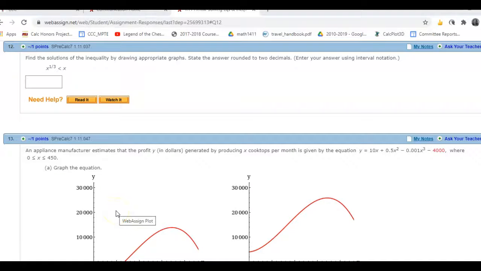Section 1.11, question 12, we're solving this inequality, and it says to solve by drawing appropriate graphs and state the answer rounded to 2 decimal places and enter your answer using the interval notation. So you have x to the 1/3 is less than x. So I'm going to sketch the graph of both of those sides.